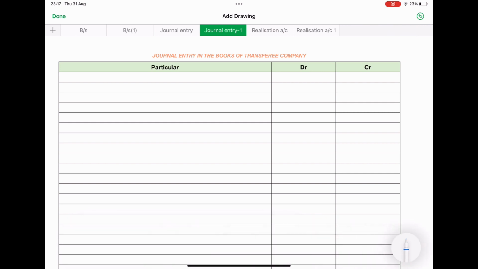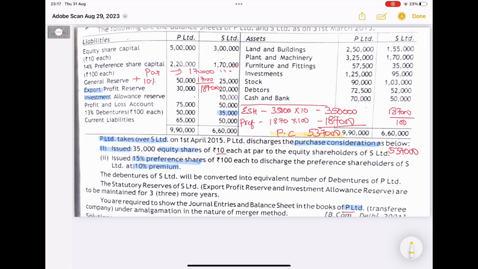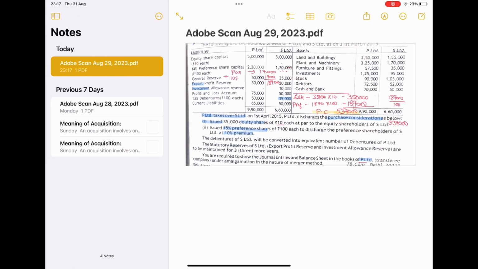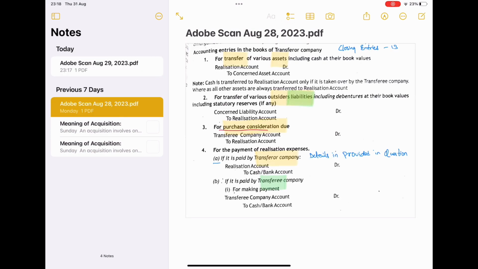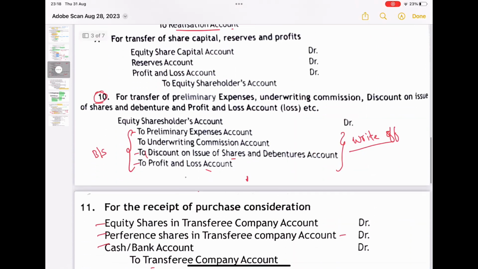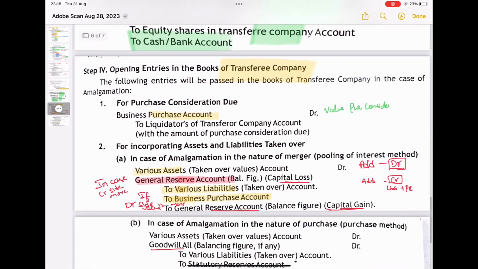Yes, so basically if you want to start with the problem, you should know the basic entries, that is, all the things we are going to pass in the transferee company. This is the format. We have basic journal entries in the books of transferor and transferee company. So we are calculating only transferee company. So we have only 4 entries here.